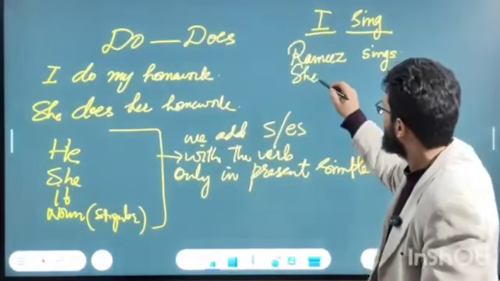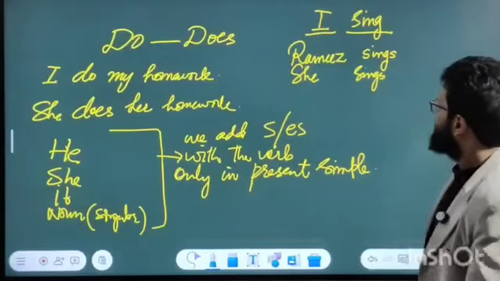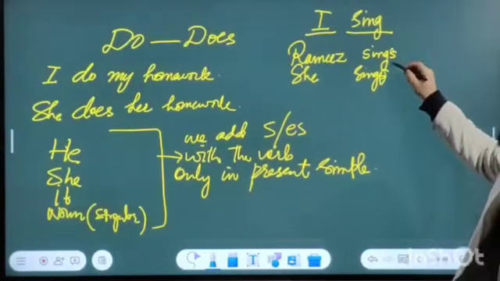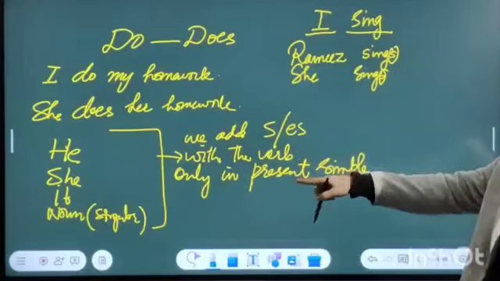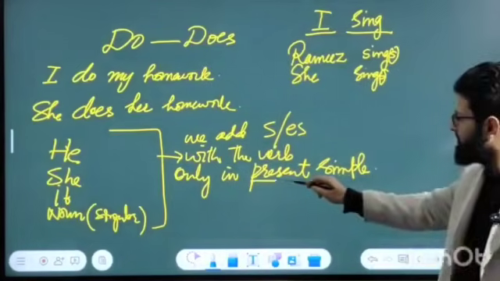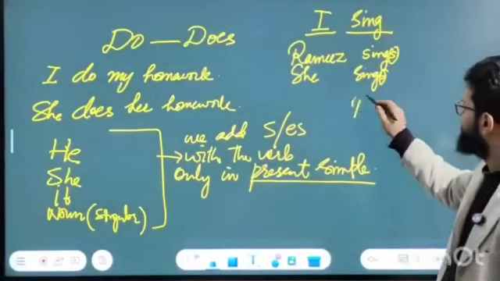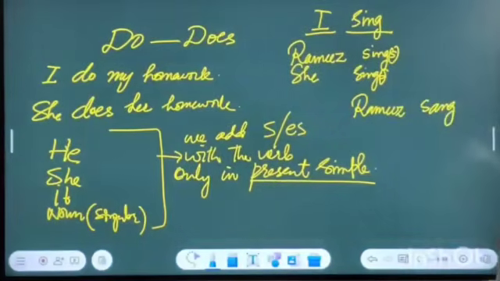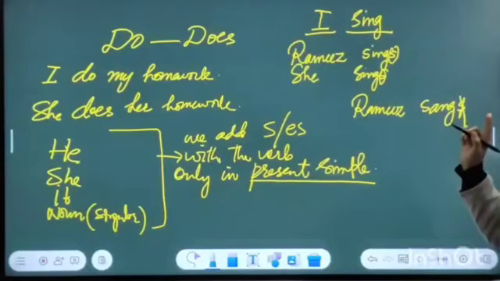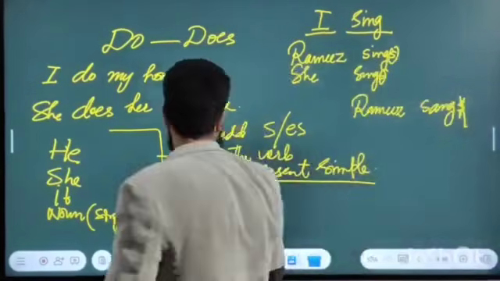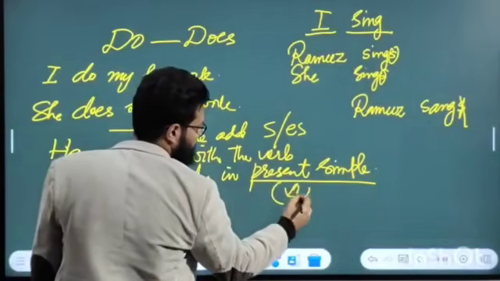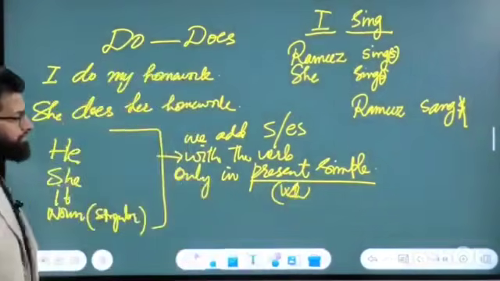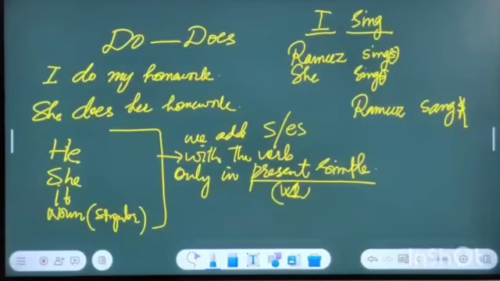She sings. Why do I use S here? Because this is one of the words from these four. This only happens in present simple. If it is past simple, Ramiz sang. Now, do I have to add S? No. S will not be applicable here. This only happens in present simple, which is V1. So this rule applies to V1, which is present simple. Clear?